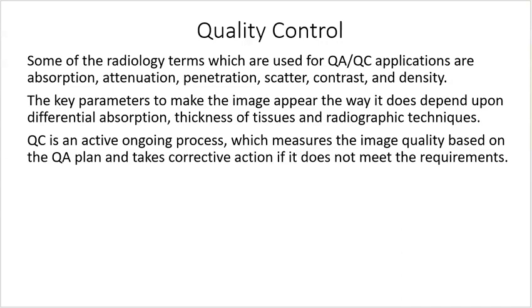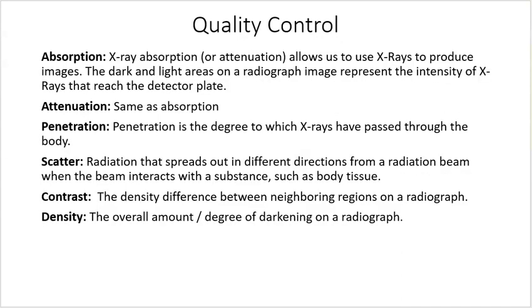So QC is an active, ongoing process which measures the image quality based on the QA plan and takes corrective action if it does not meet the requirements. So here are those terms they're talking about. Absorption, X-ray absorption or attenuation, allows us to use X-rays to produce images. The dark and light areas on a radiographic image represent the intensity of X-rays that reach the detector plate. So where the X-rays went right through will be dark. Where the X-rays didn't go through at all, it will be light.